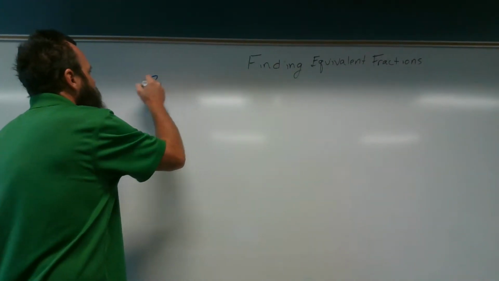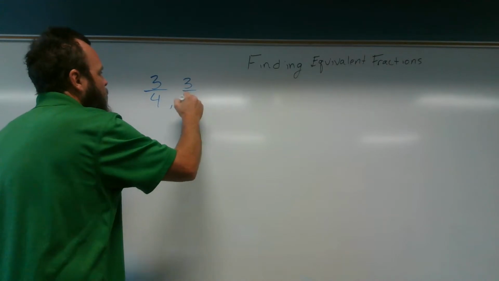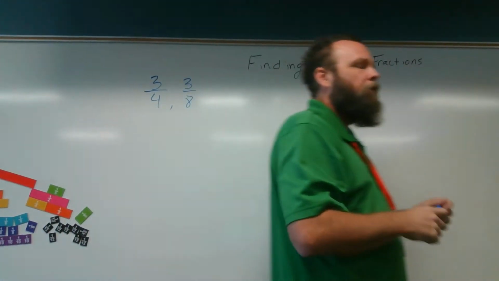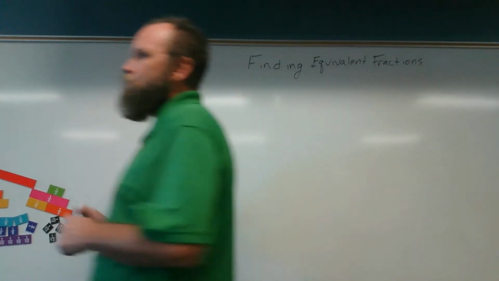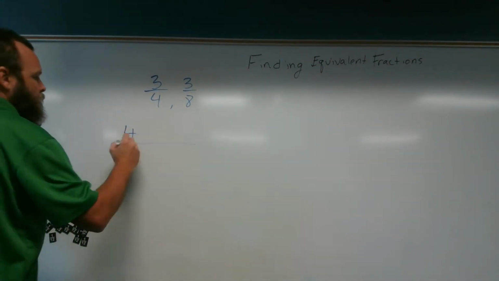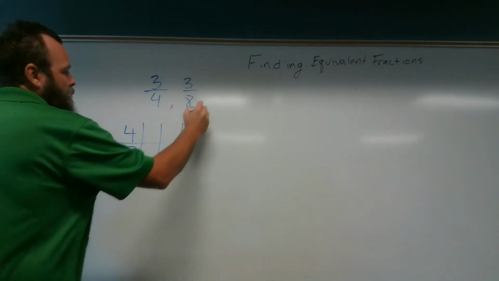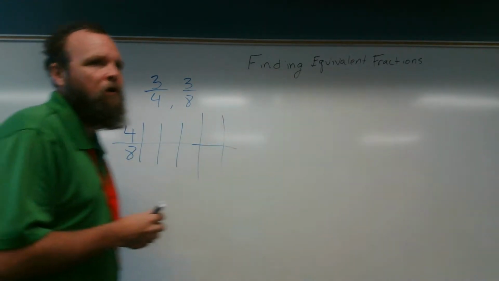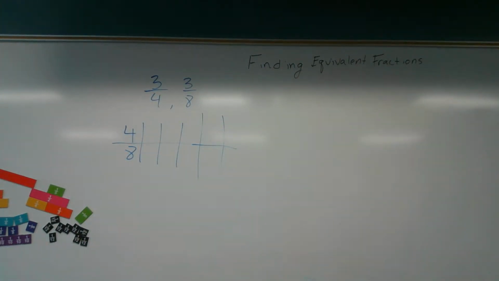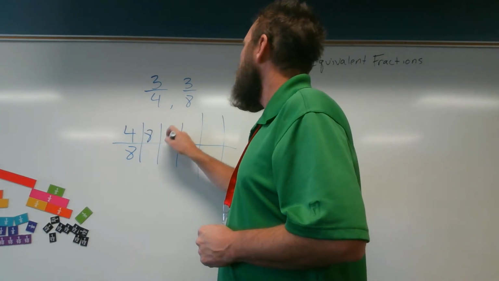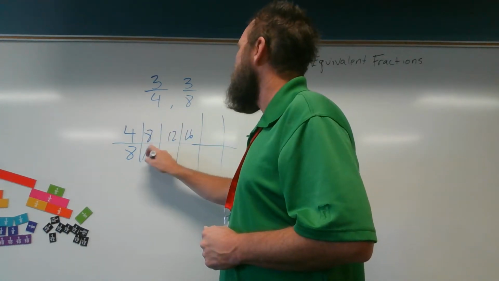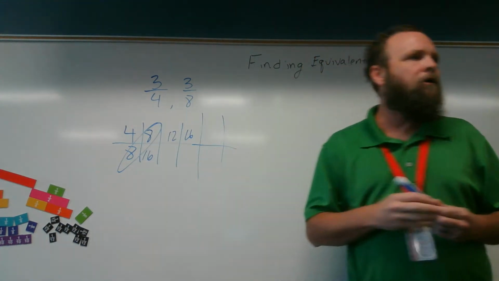So if I have the fractions 3/4 and 3/8, finding equivalent fractions, the first step in your notes is to list the multiples of each of your denominators. Your denominators are 4 and 8. Now, of course, if you have a multiplication chart, you could just look at that, and it would make your life much easier. But if we go 4, 8, 12, 16, 8, 16, oh look, our common denominator is 8.